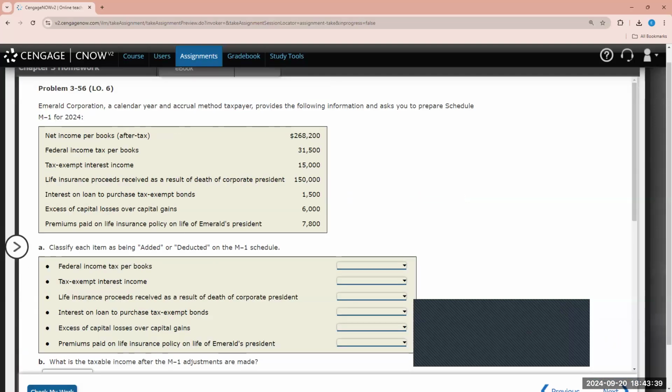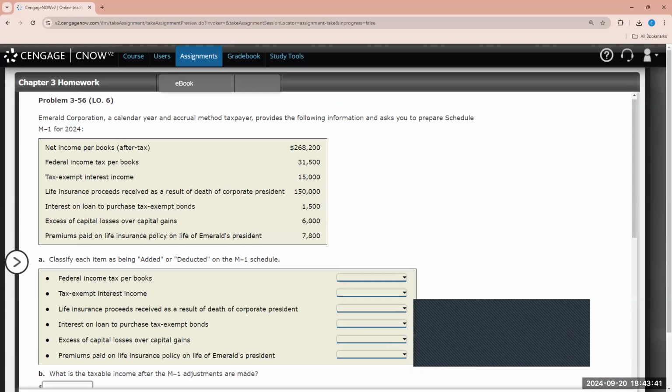All right. So this brings us to our next question. And this is pertaining to the Schedule M1. It's asking us which of these are essentially added or deducted on the Schedule M1 schedule. So again, the purpose of the Schedule M1 is essentially to reconcile the differences, the permanent and the temporary differences between the financial statement, the book income, and the income that is reported on the tax return.